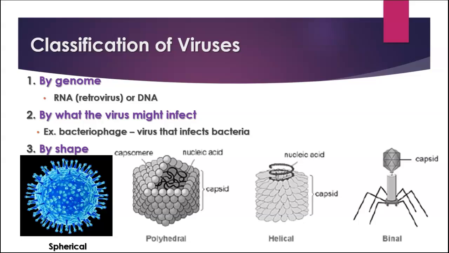classified by shape. And so here we see a couple of the classic shapes. Spherical. This one looks sort of like a coronavirus, not exactly, because these proteins are a little bit different than you see on a coronavirus, but they're spherical.